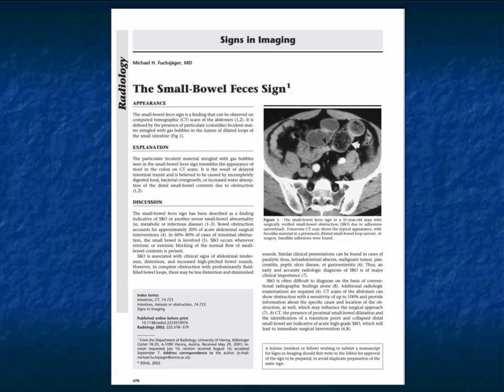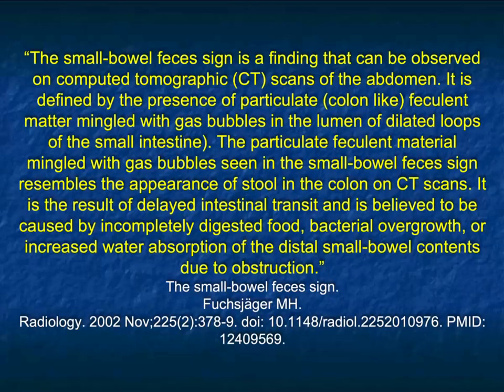Now, the small bowel feces sign, when I went back to signs and imaging, this was way, way back, 2002. Just a really nice example showing you the small bowel feces sign. It is defined by the presence of particulate, feculent matter mingled with air bubbles in the lumen of dilated loops of small bowel. It's the result of delayed intestinal transit and believed to be caused by incompletely digested food, bacterial overgrowth, or increased water absorption of the distal small bowel proximal to the obstruction.